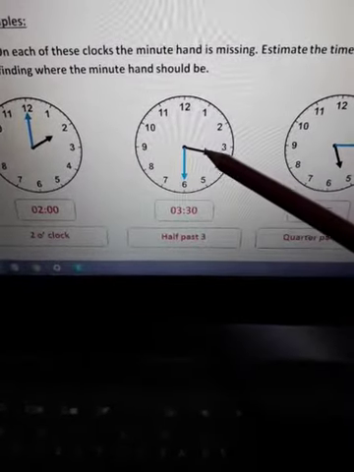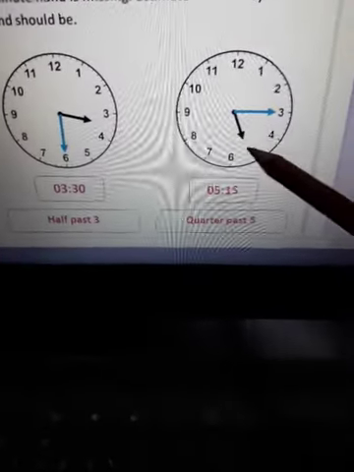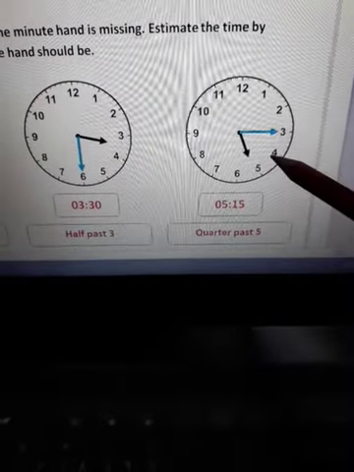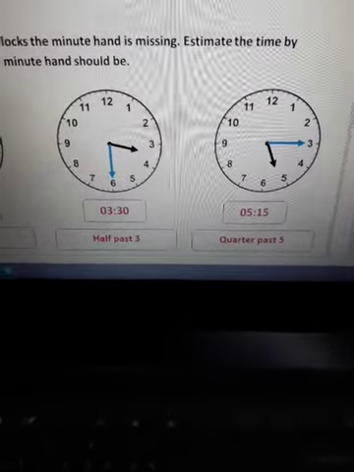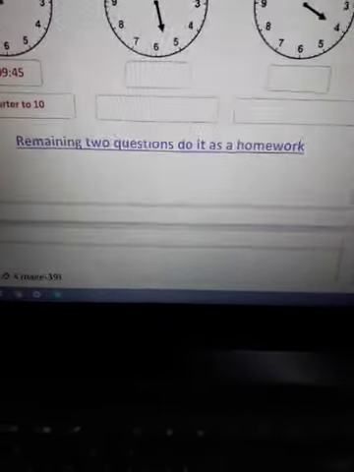Whenever the time is exact, the minute hand will be at 12. If the hour hand is between two numbers, then the minute hand will be at 6. If the hour hand has gone a little bit past a number, like if it has just crossed 4, then you can understand that the minute hand will be at 3. Remember, it will be at 3.